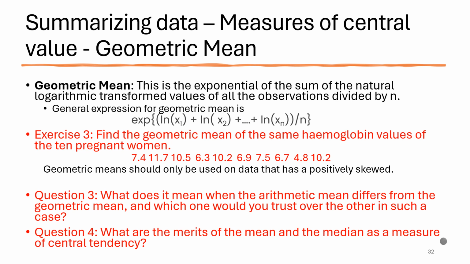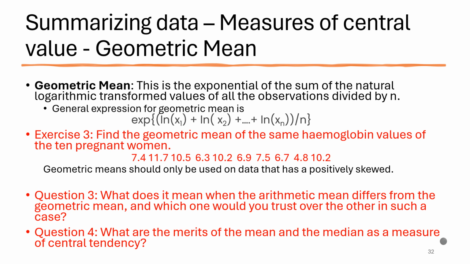That's your third exercise. Geometric mean should only be used on data that has a positive skew. So when it's negatively skewed, you can't use geometric mean, right? You'd have to consider other things. But when it's positively skewed, there is a possibility that you can use geometric mean. But always transform your data first and check to see if it's normally distributed, like the log transformed data is normally distributed.